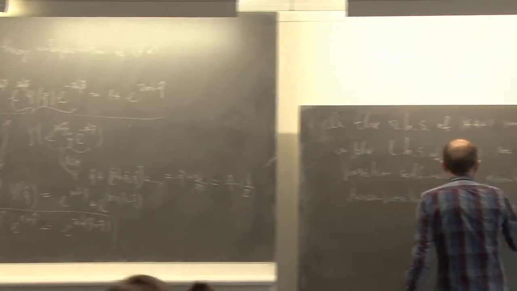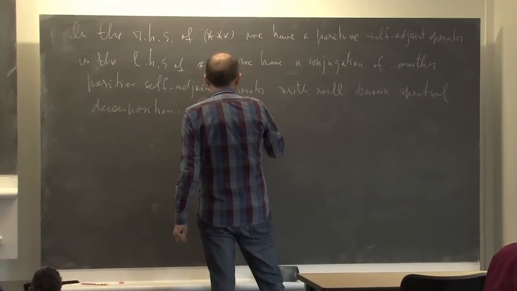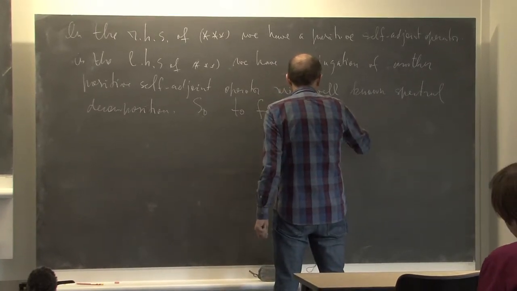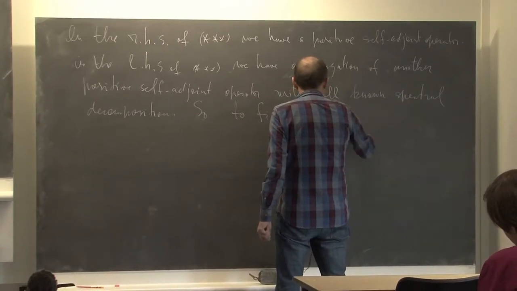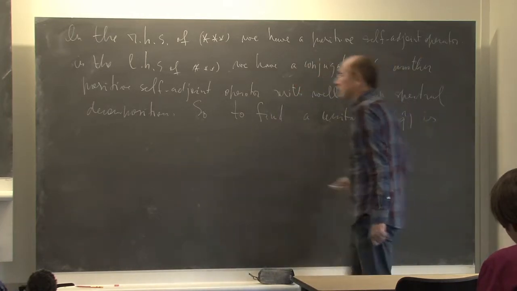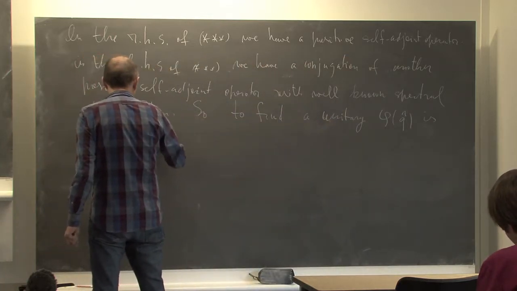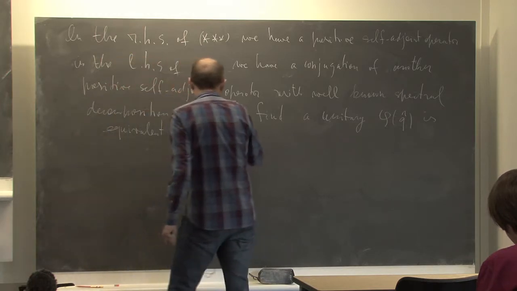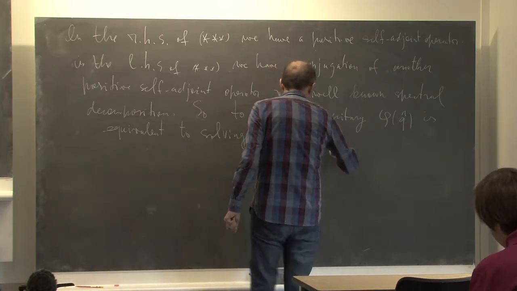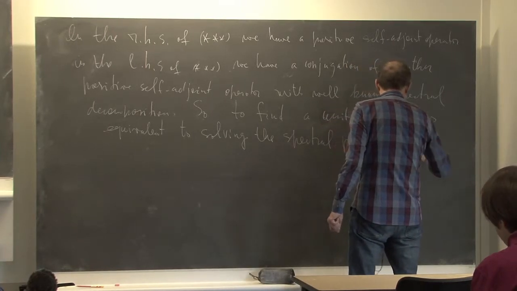So, to find a unitary phi of Q is equivalent to solving the spectral problem for the right-hand side.